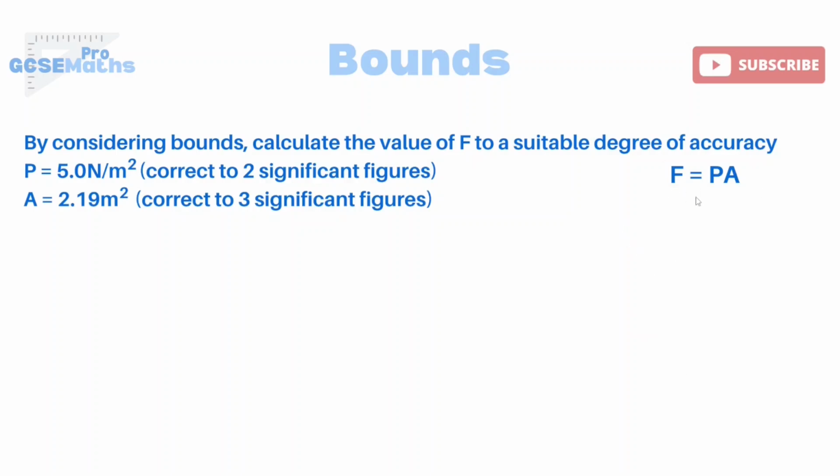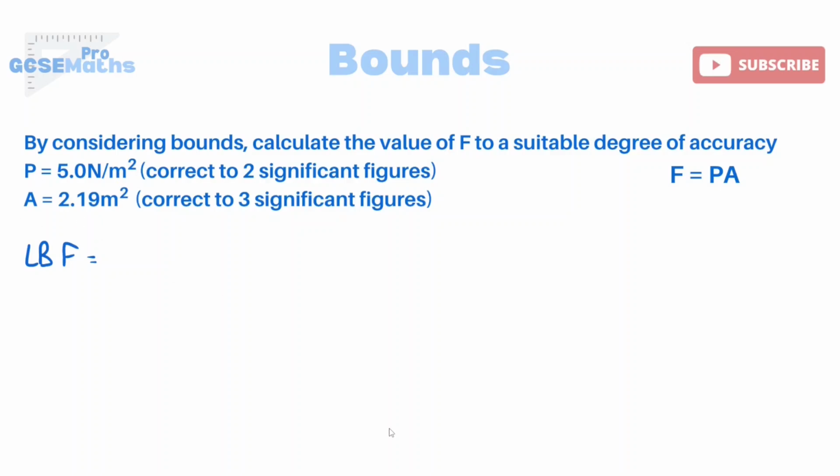So they've given us the formula, f is equal to p times a, and they've given us values for p and a, which are obviously correct to certain measurements. So in order to find f, I need to multiply these two values together. Let's say I want to work out the lower bound of f first. So the lower bound of f is the smallest possible value of f, isn't it? I need to work out, based on my calculation, which is multiply, do I need the smallest possible value of p, or the biggest, or do I need the smallest possible value of a, or the biggest, right?